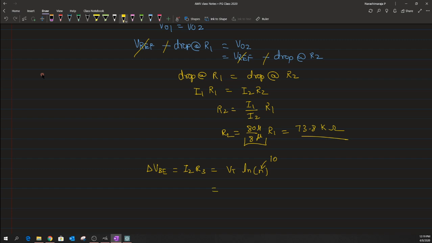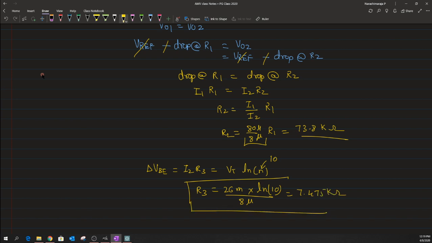Okay, so we know this Vt at room temperature is defined as 26 millivolt, which I plug in here, and the ln of n could be written down here, and we also know the current value, which is I2, which is 8 microampere, and this simple calculation will give us the value of R3, and I guess the value of this R3 would be equal to 7.45 or 475 kilo ohm.